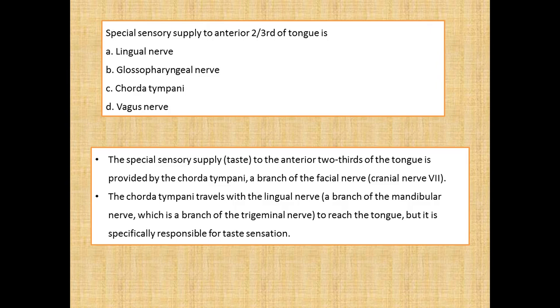Now, which nerve provides special sensory supply to the anterior two-thirds of the tongue? The correct answer here is chorda tympani. The chorda tympani is a branch of the facial nerve, cranial nerve 7. It usually joins the lingual nerve to reach the tongue, but mostly it is responsible for taste sensation.